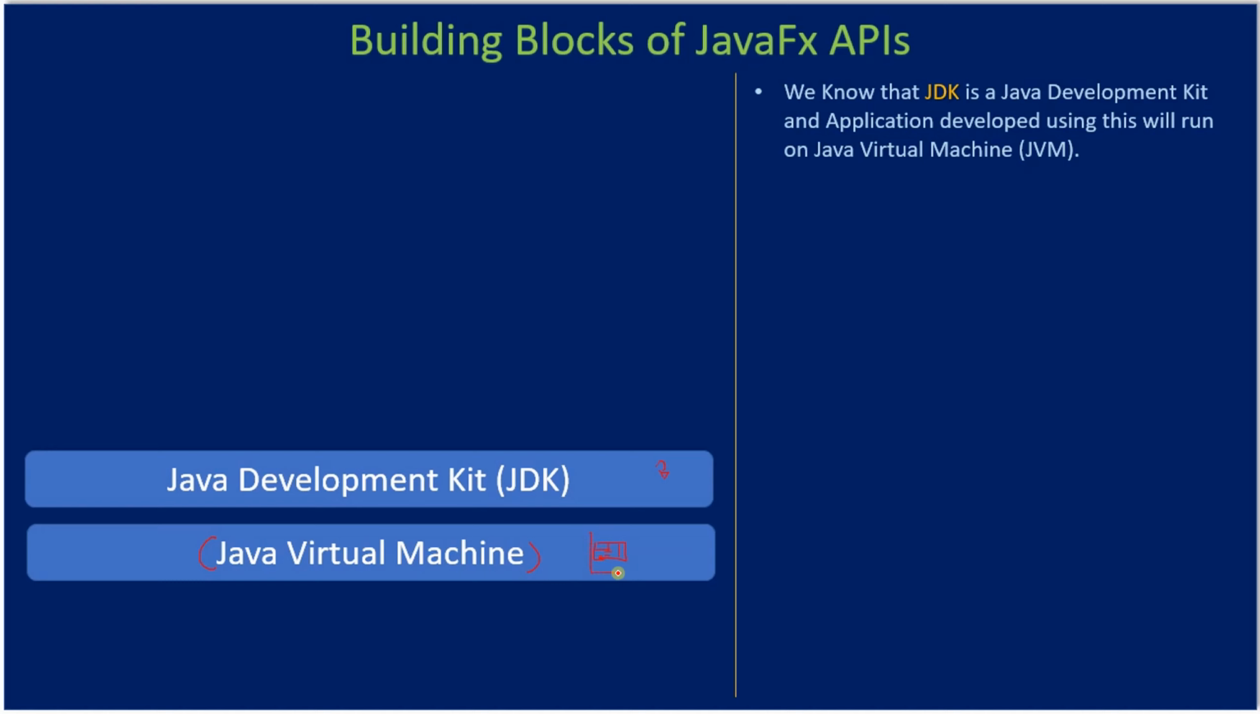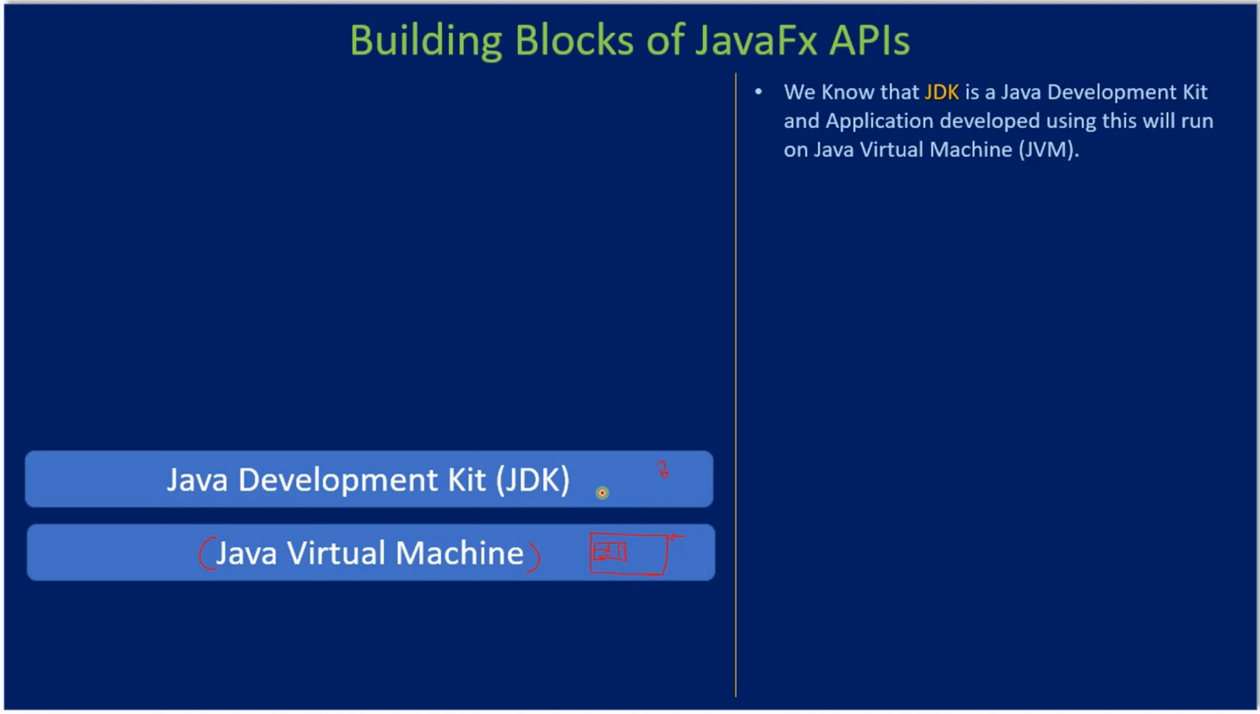So this JVM is inside your OS. The OS can be anything, Windows or Mac OS, that itself runs on a machine, and that machine has a JVM. We call that a separate virtual machine. Inside that machine, your application will run. So in the building blocks, the base block is the Java virtual machine, and on top of that, the Java development kit is developed.